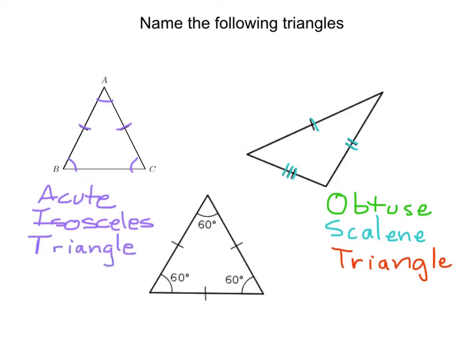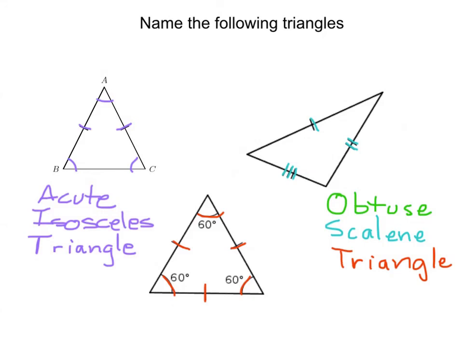Now this last one is a little bit tricky, and I did this on purpose just to see if you guys can figure it out on your own. But we notice that all three sides are the same length, and we also notice that all three angles are the same. Now the proper way that we would name this would be an acute equilateral triangle. Okay? So an acute equilateral triangle.